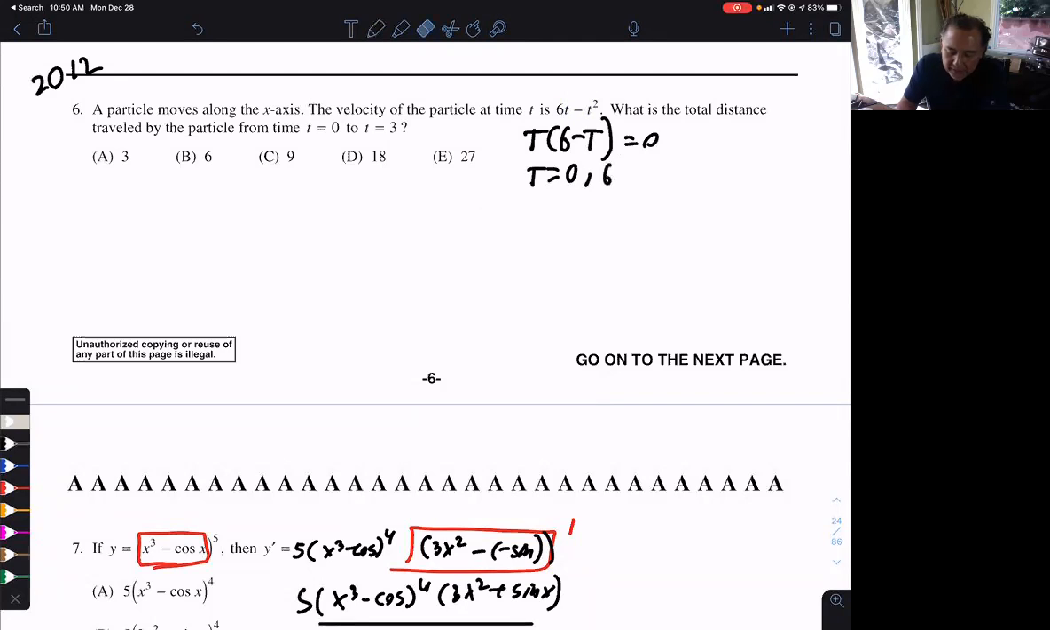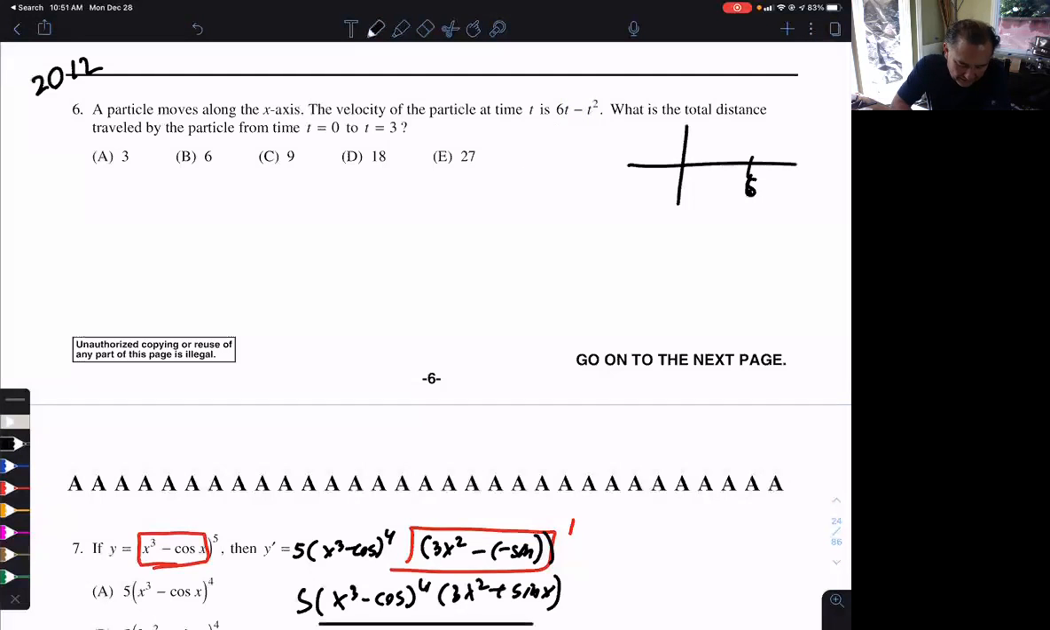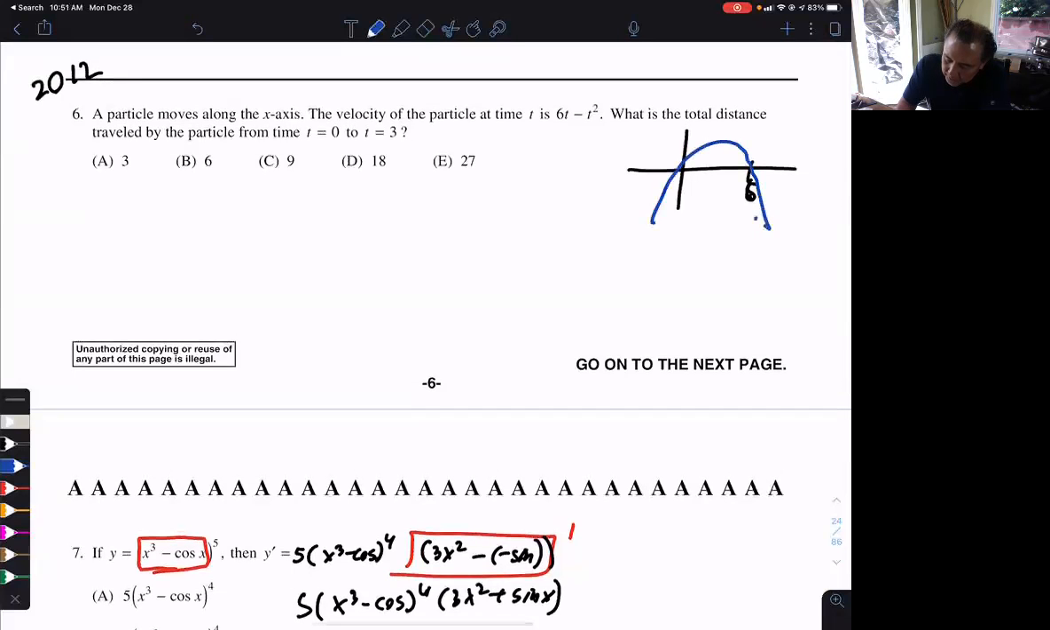So what does that tell me, and why is that important? Well, if I cross at 0 and 6 and it's upside down, the graph's going to look like that. And why does that matter? Because when I want to find total distance, when I integrate, that does not find total distance. Integration finds displacement, change in position. But since the velocity is always positive, it's always moving to the right, so the displacement and total distance are the same. I don't have to worry about it.